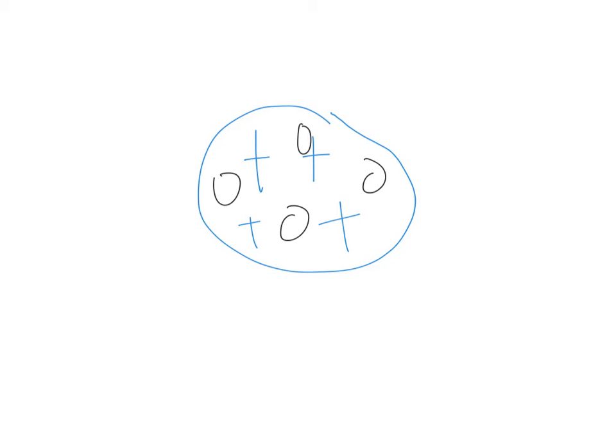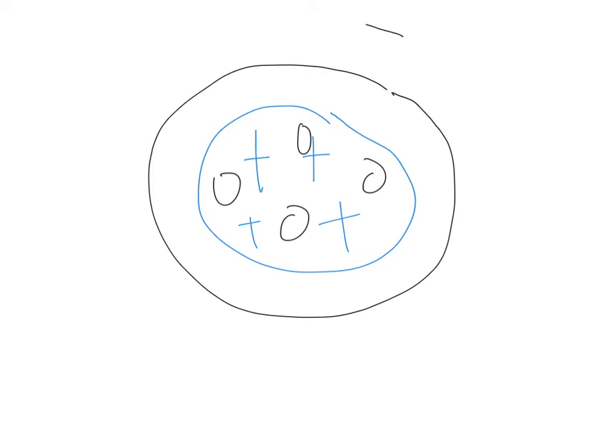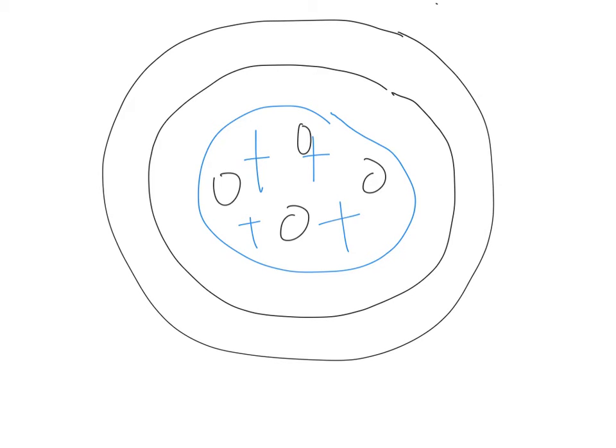Now that we know that our protons and neutrons are located inside the nucleus, we still have to ask ourselves, what are we doing with these electrons? Electrons are located on the outside of the nucleus in rings known as electron shells or electron rings. I personally like to call them electron shells.